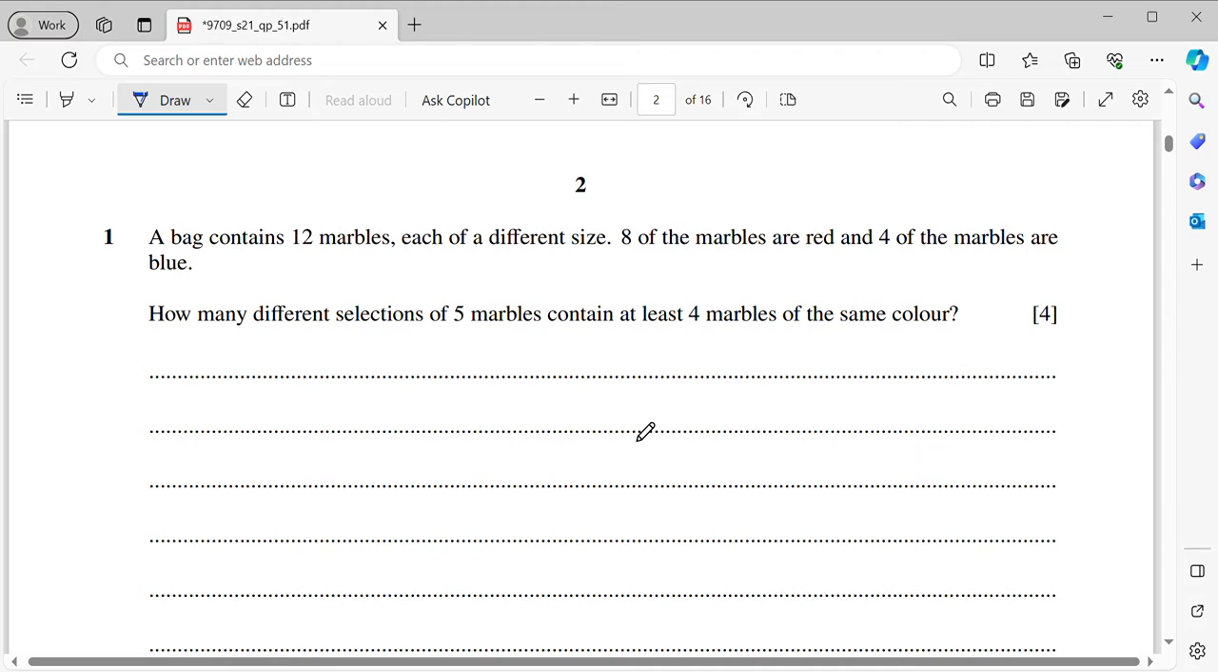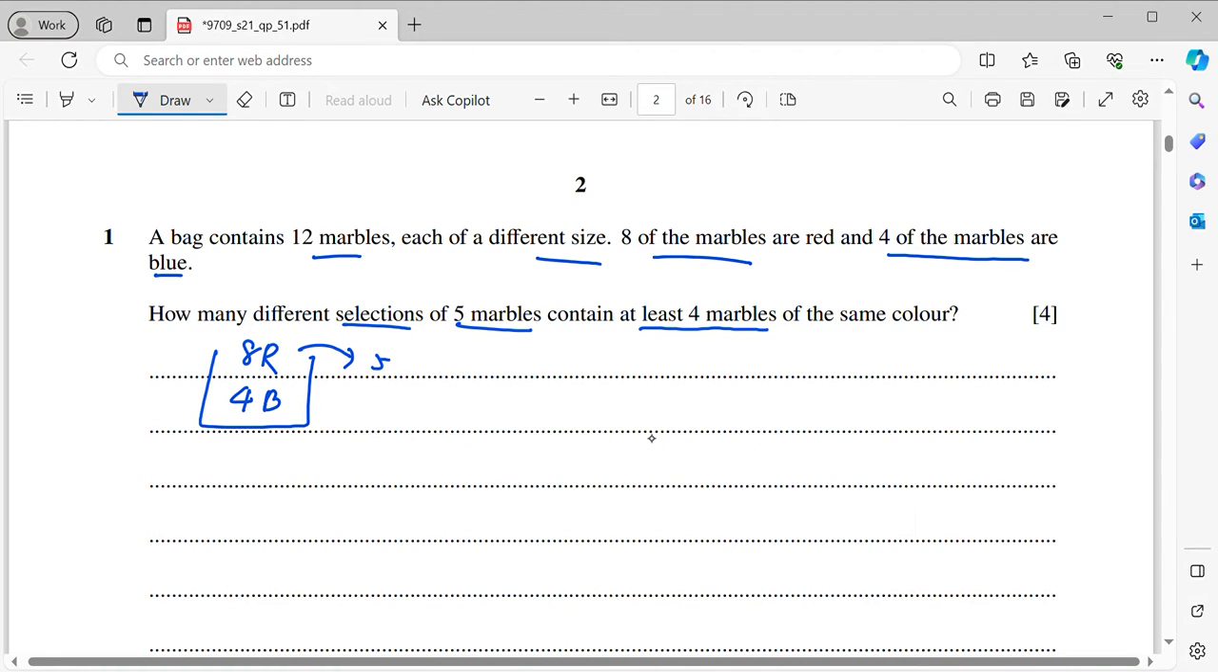Question number 1. A bag contains 12 marbles, each of different size. 8 of the marbles are red and 4 of the marbles are blue. How many different selections of 5 marbles contain at least 4 marbles of the same color? Basically, there are 8 red marbles and 4 blue marbles, and we are taking 5. So from here you should get at least 4 marbles with the same color.